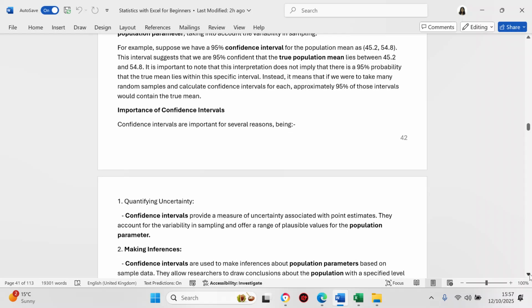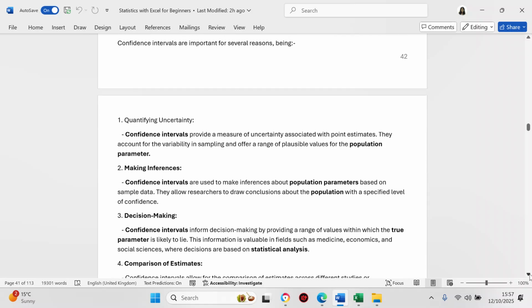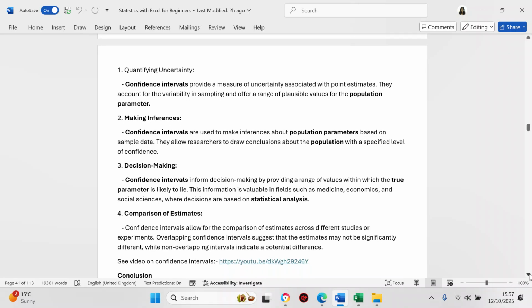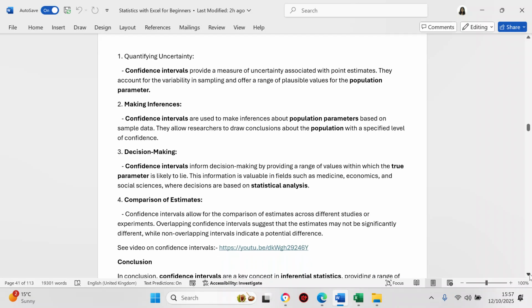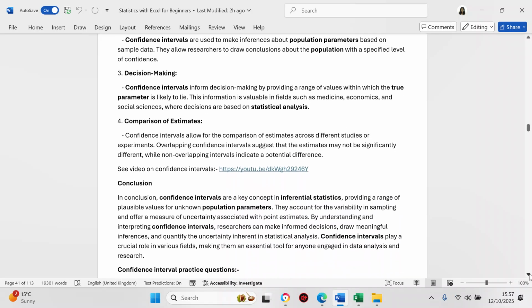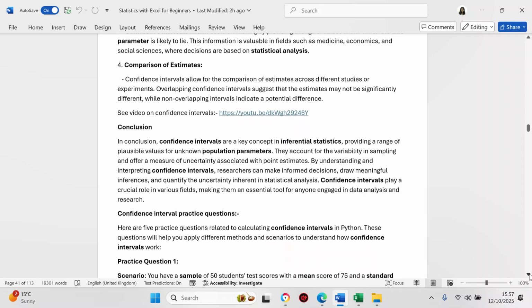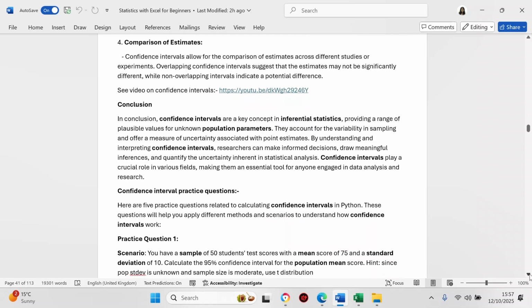So you've got the importance of confidence intervals. Confidence intervals are important for several reasons: they quantify uncertainty, they help make inferences, they're good for decision making, and they're good for comparing estimates. So that pretty much concludes confidence intervals.